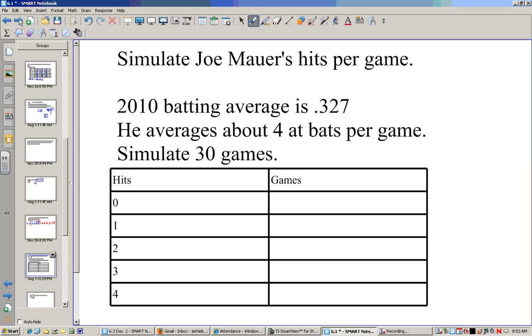All right. Joe Mauer in 2010 batted .327. He averaged about 4 at-bats a game. We want to simulate what happens in 30 games. So we're going to get random numbers from 1 to 1,000, and the numbers 1 through 327 are going to be considered hits, and we'll say out is from 328 to 1,000.